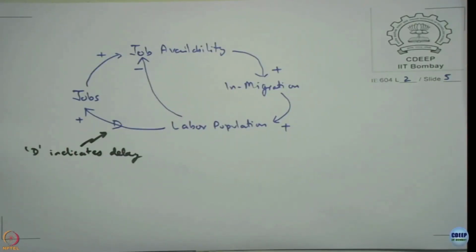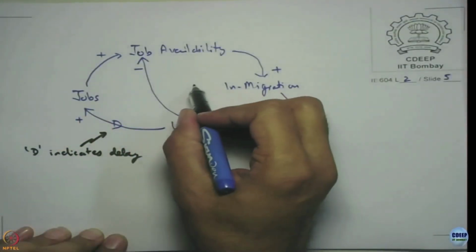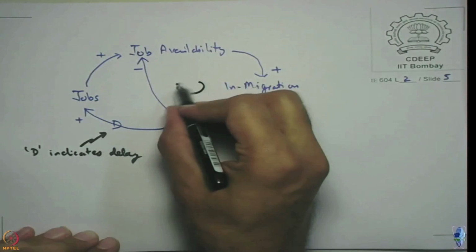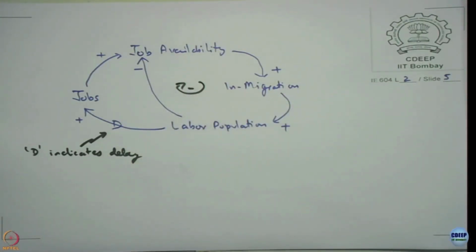Suppose we say, okay, as job availability is more, you can expect the in-migration to increase. That in turn is going to increase our labor population. That is going to absorb the jobs. As labor population increases, that is going to decrease the number of jobs available. So, as jobs decrease, you can expect migration also to slow down. As the migration rate slows down, the labor population increase also slows down, right, and it is going to come to some sort of a balance in the system. So, this loop is again a balancing loop.